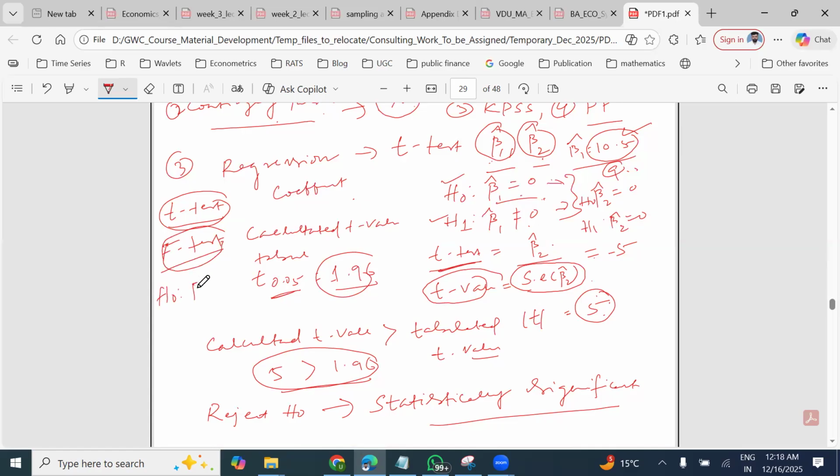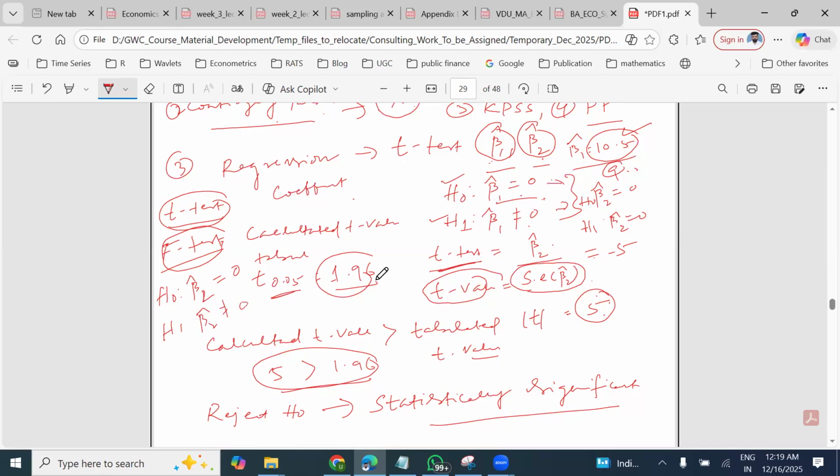Your null hypothesis will be that beta 2 hat and beta 1 hat are all equal to 0. This means if there is multiple regression. Here it is only one regression, because your regression involves x only, x on y, basically y on x, right? X is your independent variable. So you are saying slope is equal to 0. And your alternate hypothesis is beta 2 hat is not equal to 0.